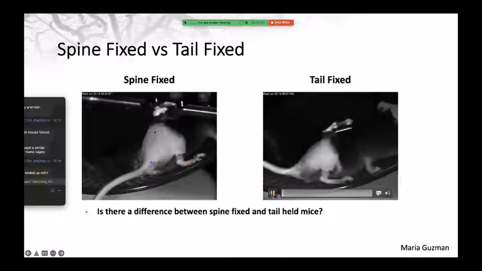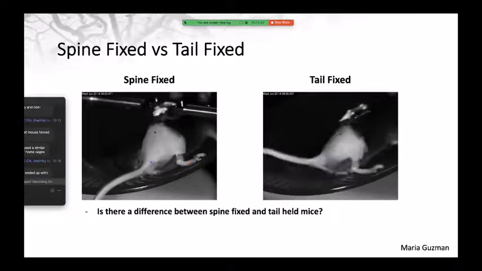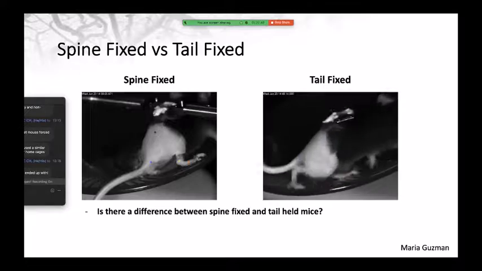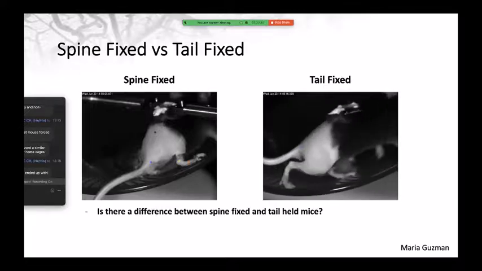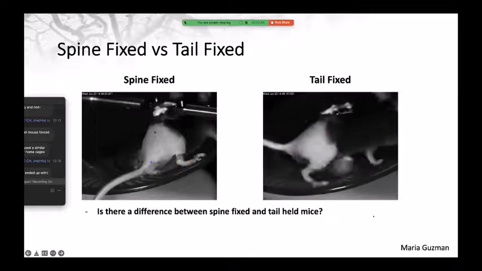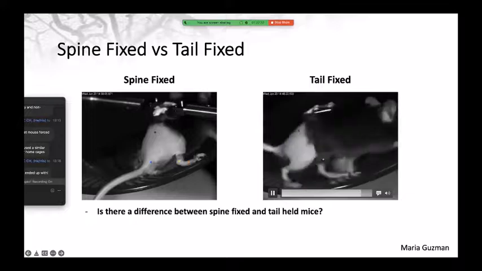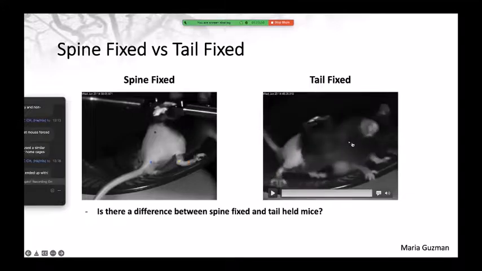So there are going to be some obvious differences when a mouse is spine fixed versus free running, and I'll show some quantification of that afterwards. The mice are able to run pretty well, I mean, they love doing this. But as you can see, there's a difference between having a specific section of the spine fixed for imaging versus having it free run on the treadmill.